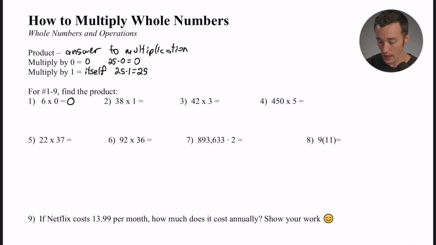Number 2, 38 times 1, I don't need to get a calculator out. I know it's going to be 38 because when you multiply by 1, you get itself. So the product there is going to be 38.